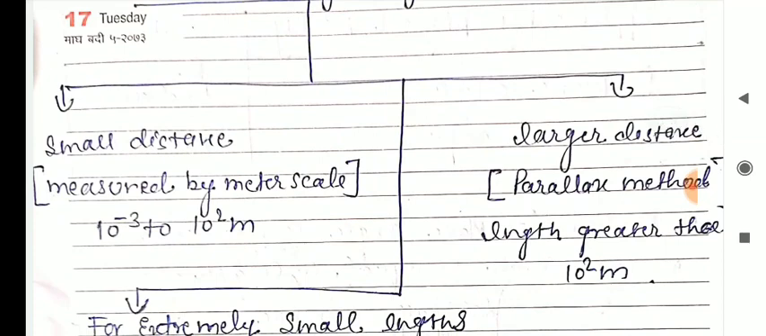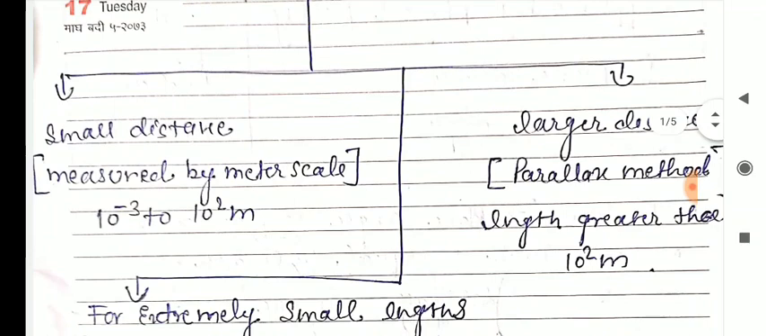Very first, very small distances can be measured by the meter scale, that is from 10 to the power minus 3 to 10 to the power 2 meter. That amount of distance we can measure with the meter scale.